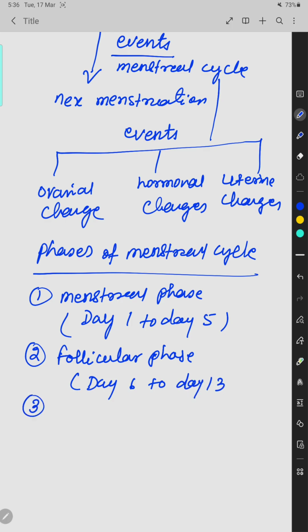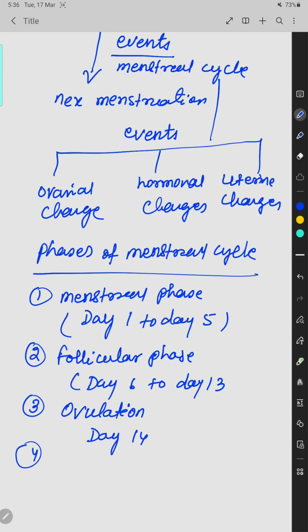Then the third one is not a phase, it is a single day. We cannot include it in the phases, but that is ovulation, a single event that takes place on a particular day. Since it occurs at a particular time, it cannot be considered a phase. It is not a duration of days. So this is day 14.